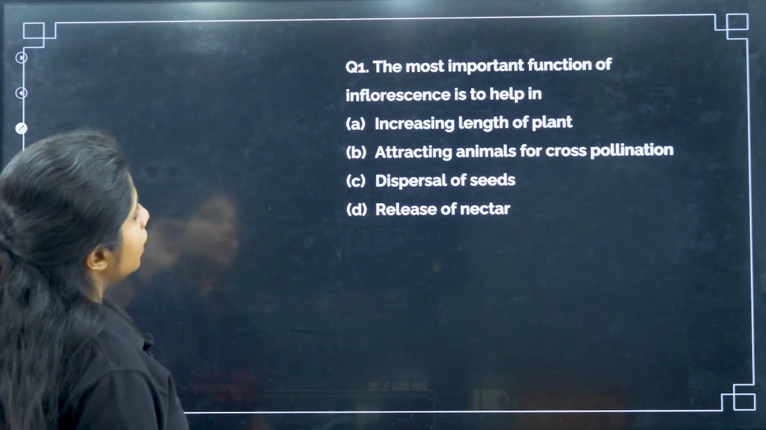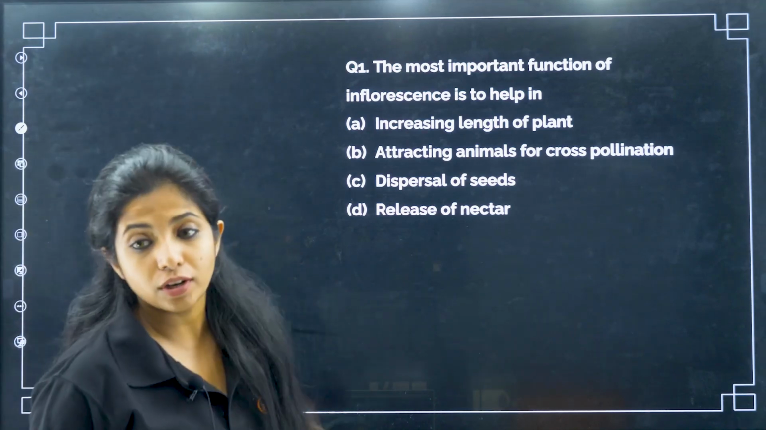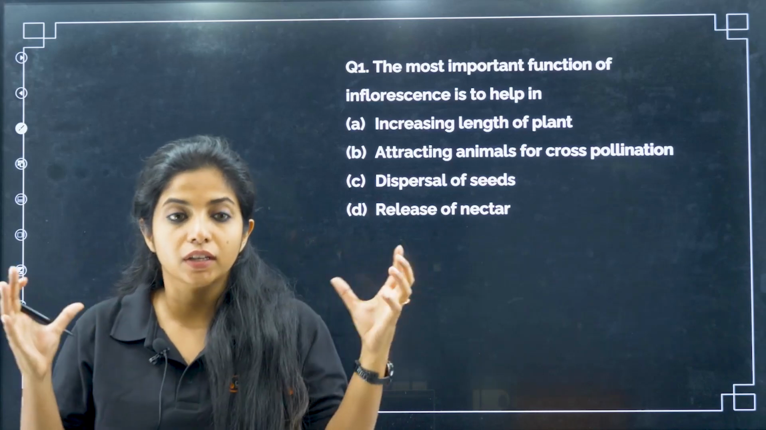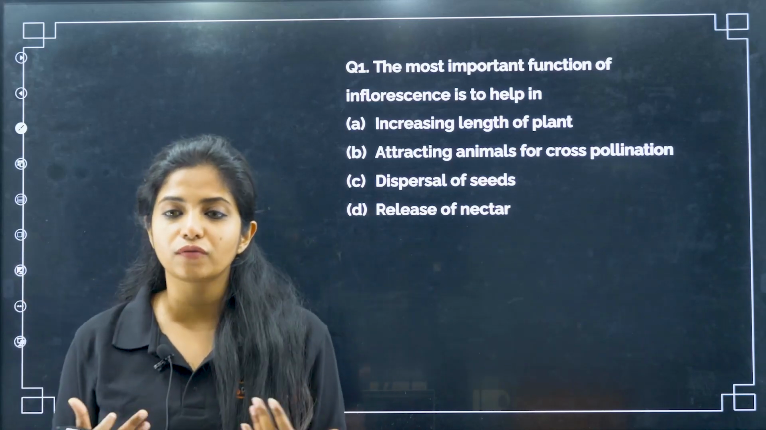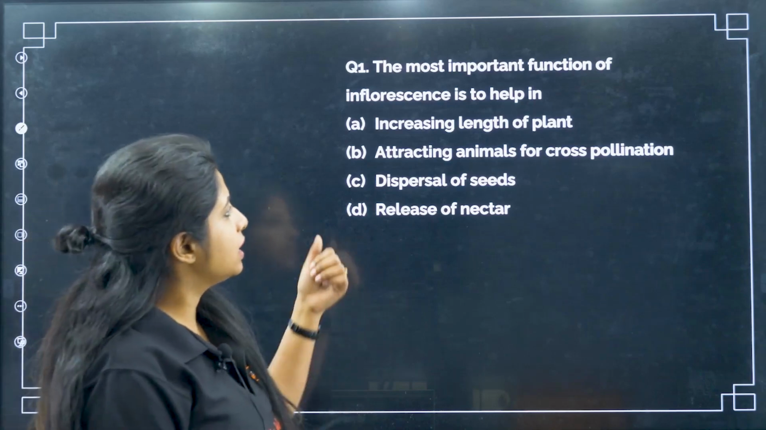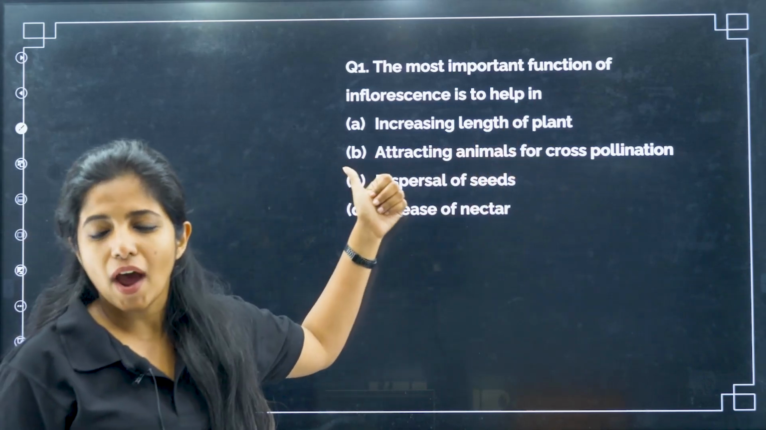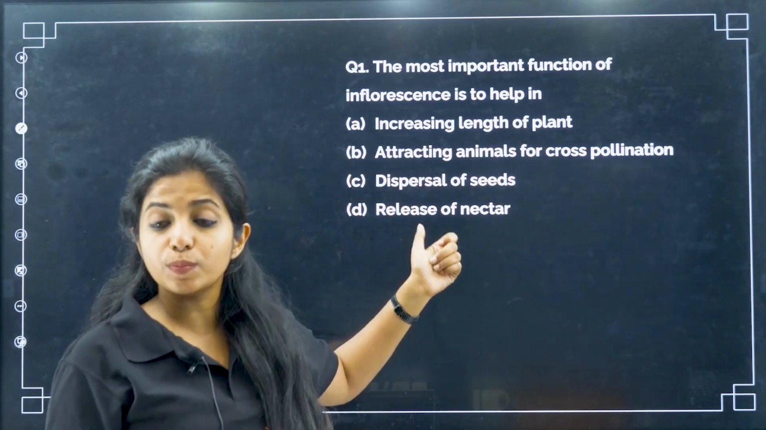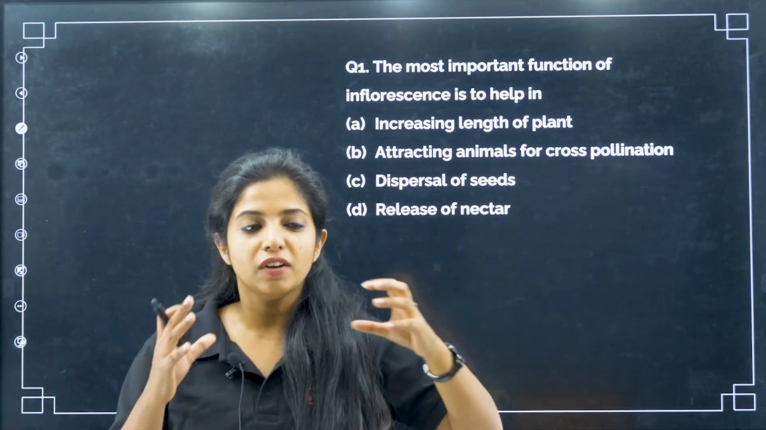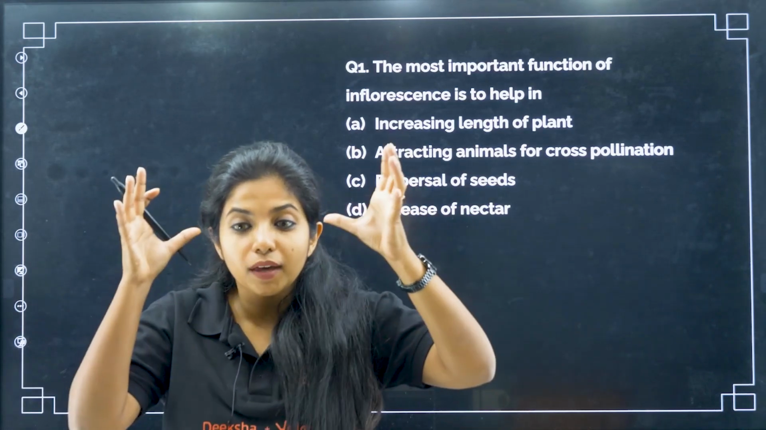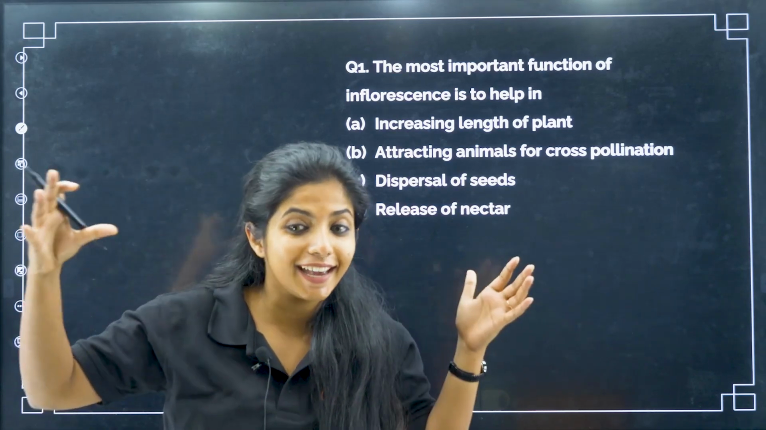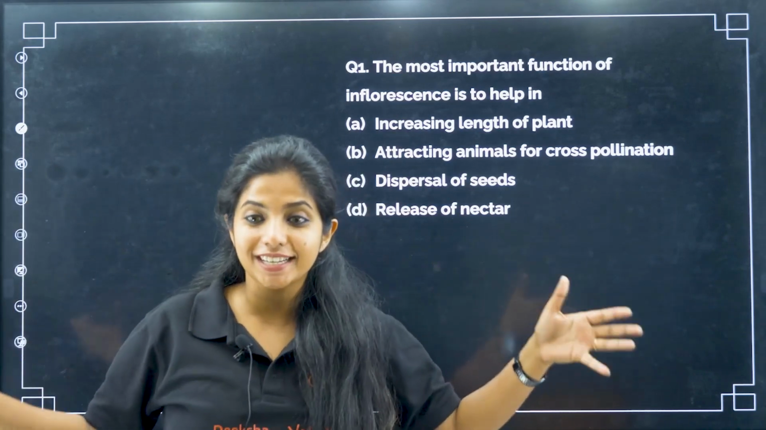The most important function of inflorescence is to help in what? Inflorescence, that is flowering, that is a group of flowers. What is the use of this? This is a very easy question. The options are: increasing the length of the plant, attracting animals for cross-pollination, dispersal of seeds, or release of nectar. So obviously it is like when you wear something big or things like that. It's basically for making others know that, hey look, here I am.